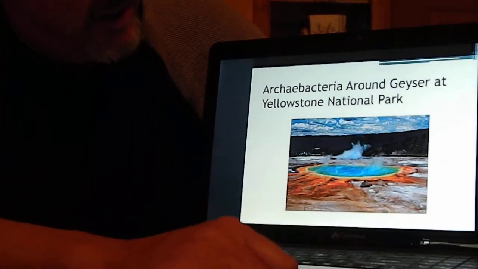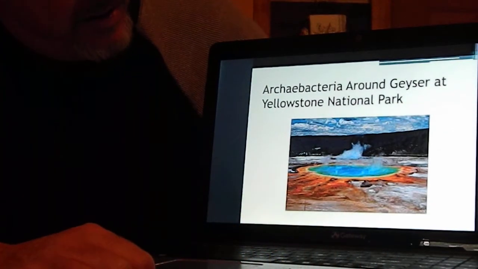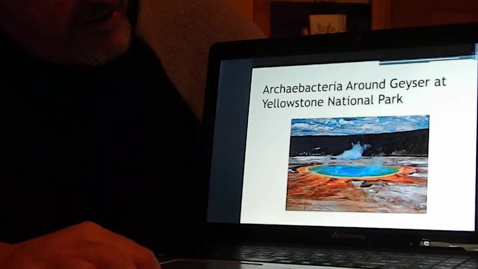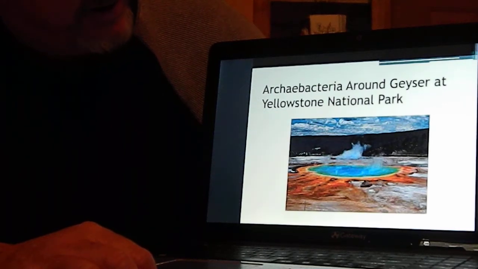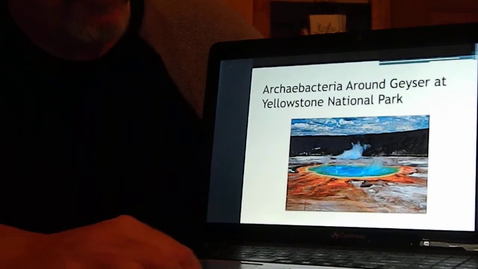And so here's a picture of a geyser, and around it you can see orange and yellow. Those are those extreme thermophilic archaebacteria, and that's in Yellowstone.